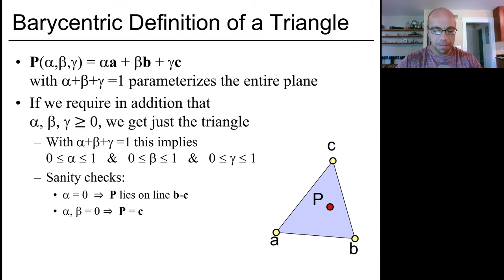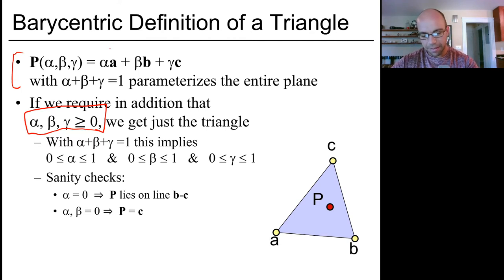So this function P of alpha, beta, gamma, with the constraint that they sum to one, parametrizes the entire plane. If we add a constraint that alpha, beta, and gamma are greater than or equal to zero, then we just get the interior of the triangle, or I guess technically the interior of the triangle plus its boundary. You can convince yourself of this pretty easily.